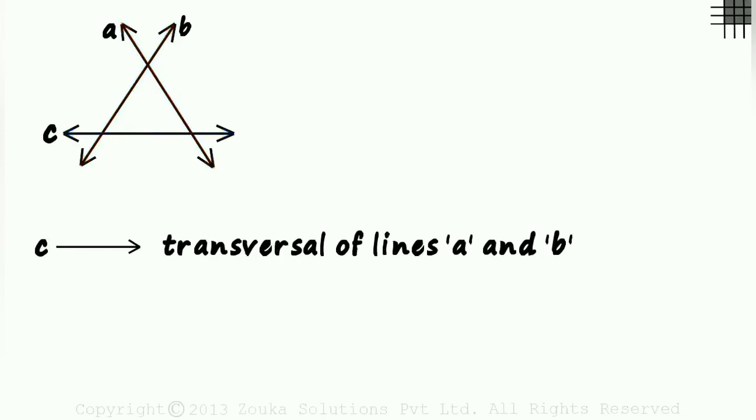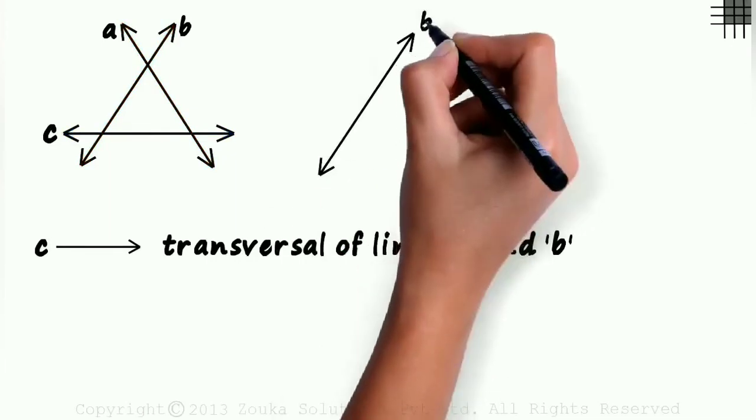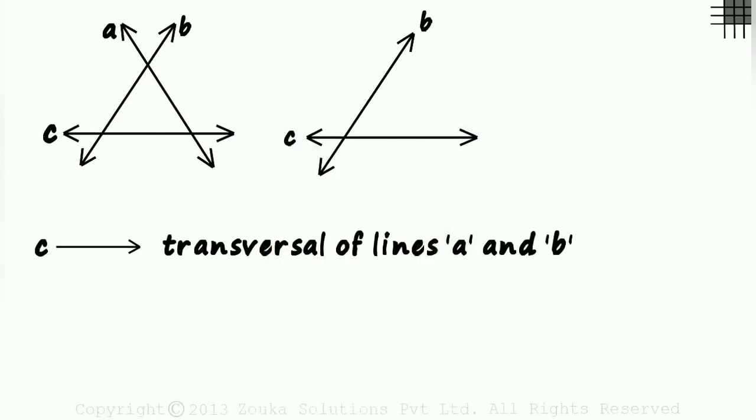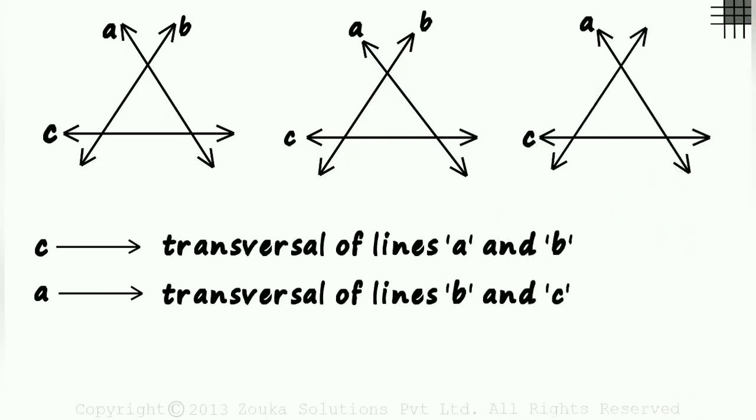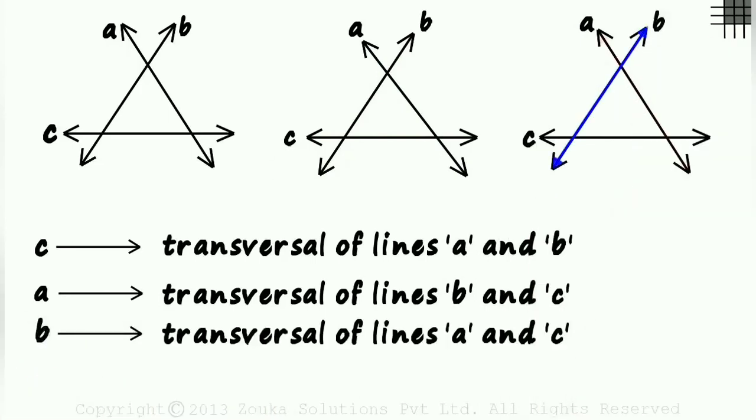But there is another way to look at it. Assume lines B and C are drawn like this. Then line A intersects line B and C at two different points. Then line A is the transversal of lines B and C. And if we have lines A and C drawn like this, and line B that cuts through them, then line B is called the transversal of lines A and C. It just depends on the way you look at it. So in this triangle-like figure, where three lines intersect, each line is a transversal of the other two lines.